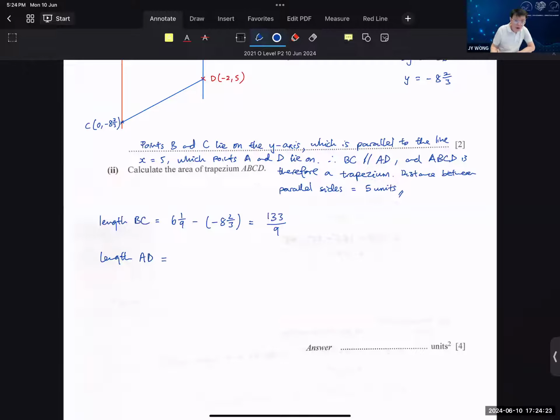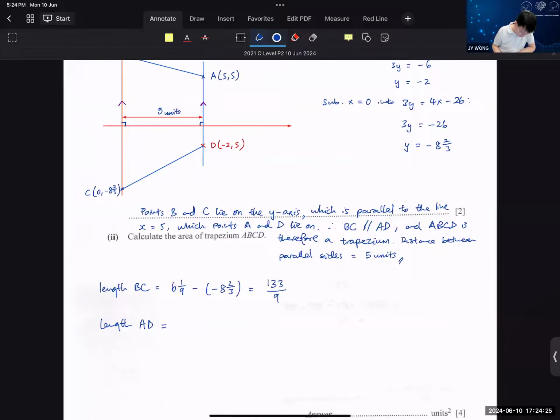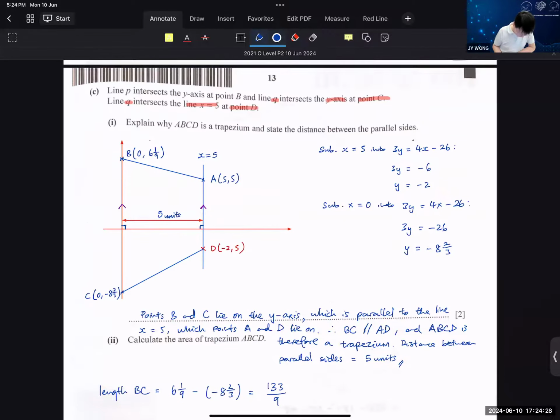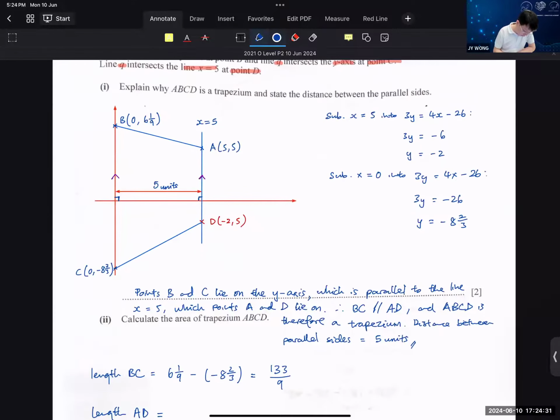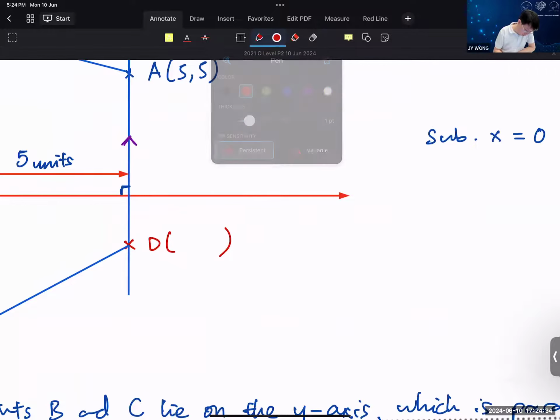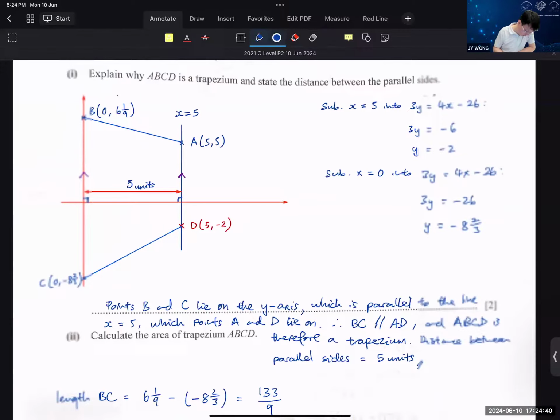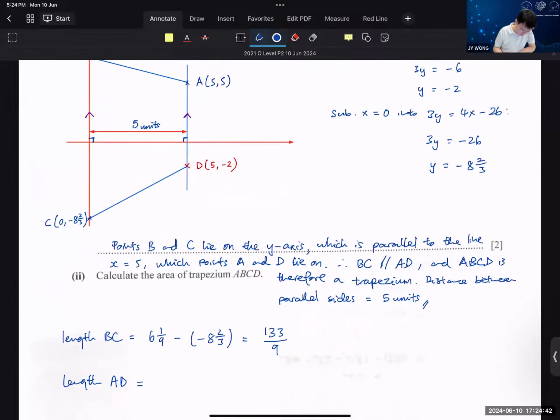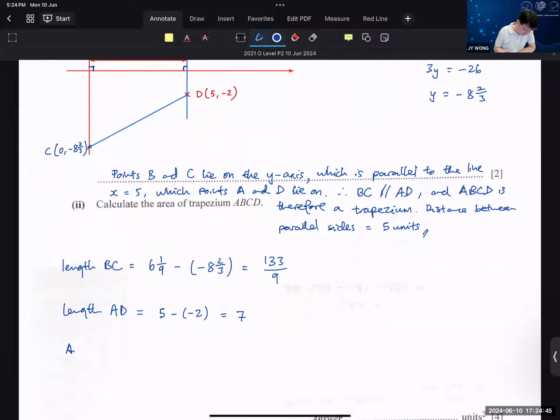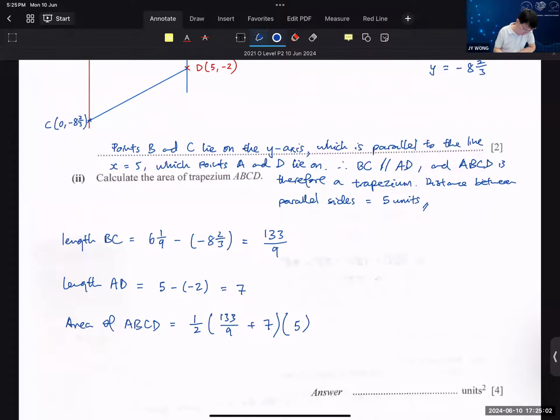Then you have your length AD, which is just 5. Just realized I wrote this in reverse order. Oops. This is 5, negative 2. Okay, so your AD is just 5 minus negative 2, which will give you 7. And therefore, area of ABCD, because it's a trapezium, formula for area of trapezium is half times sum of parallel sides times perpendicular height, which is 5, as we found in the previous part.